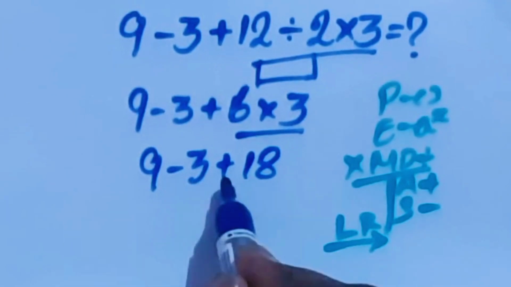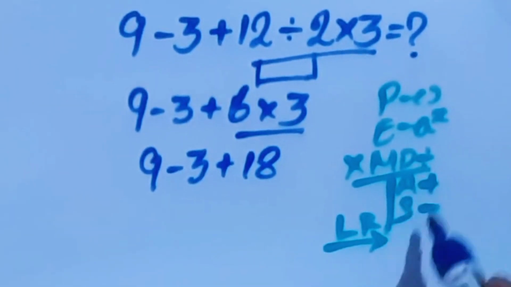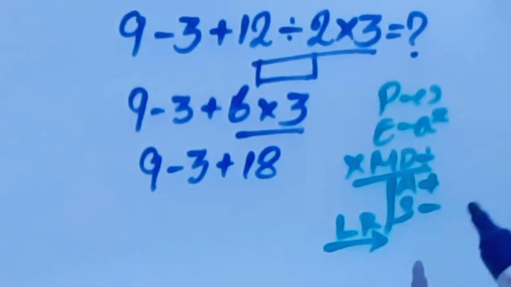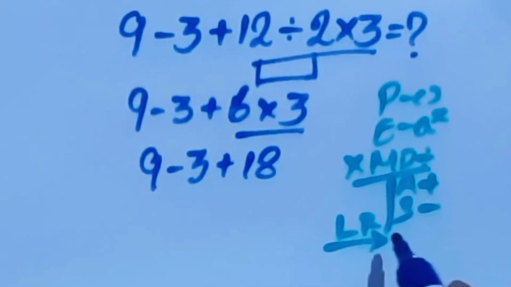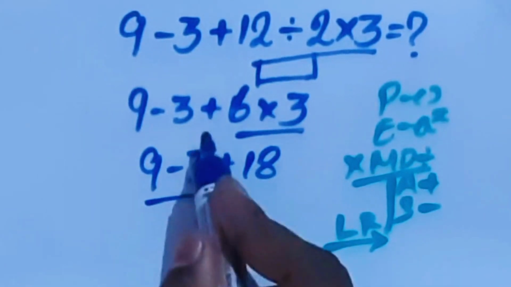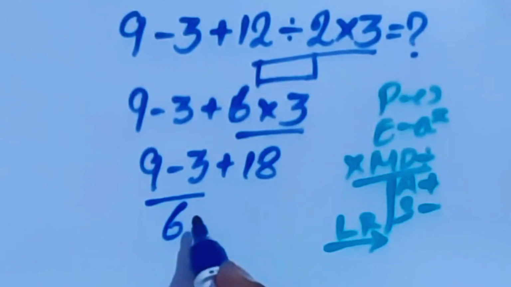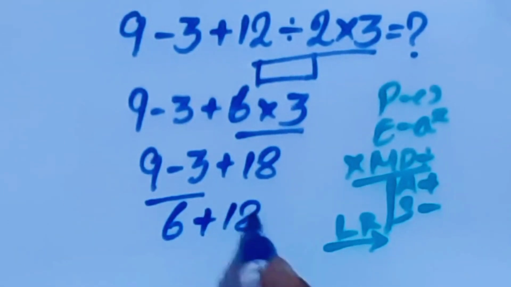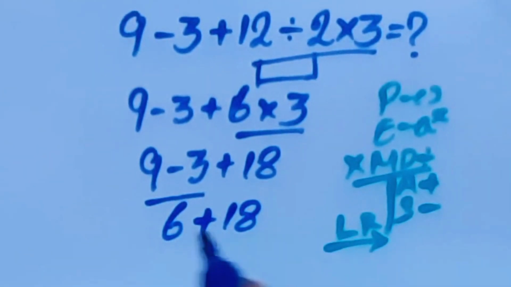Here we have subtraction and addition. Both are equal priority. For equal priority, we have introduced the left to right rule. Here left to right is 9 minus 3. Here 9 minus 3 is 6, plus 18. Here 6 plus 18 is 24, which is the correct answer.